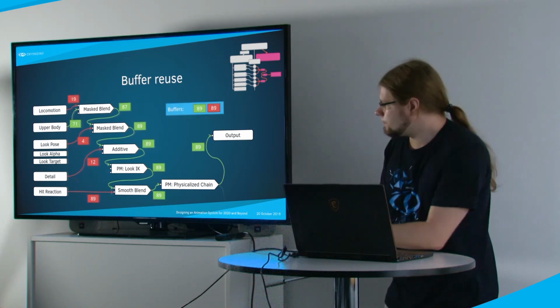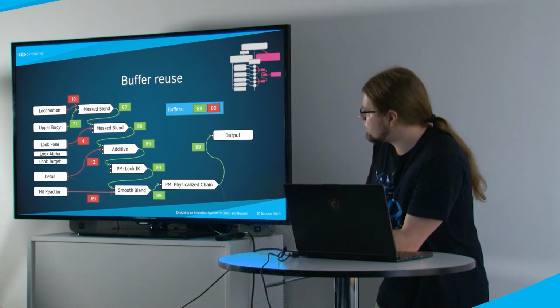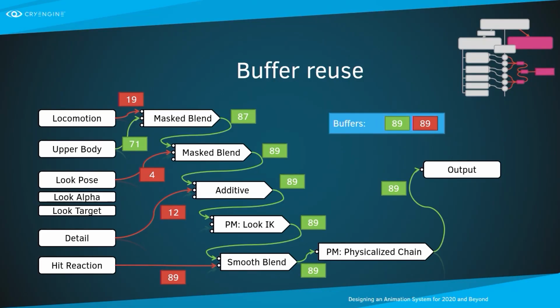So in this particular example, those 2 buffers need to have the size of a full character pose, and that stems from the fact that we have this hit reaction edge at the very bottom, which is a full body animation. The smooth blend at the very bottom is the case in which we are blending two full body animations together, so we cannot really go lower than that. What's also worth noticing is that due to the inherent masking of certain nodes, like the mask blends, certain edges are much lighter than others. If the hit reaction input is not plugged in, you can immediately see that the requirements for the second buffer are much lower, so that reduces the cache pressure a lot.